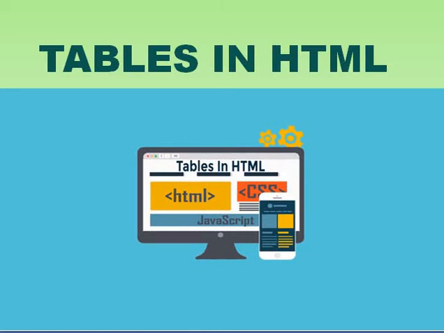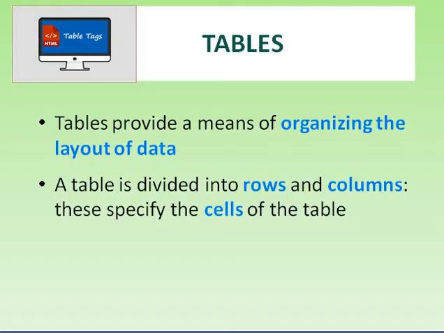Dear students, today we are going to discuss how to create tables in HTML. Table means we have to arrange data values in the form of rows and columns. These specify the cells of a table. So a table provides a means of organizing the layout of data. A table is divided into rows and columns, and these specify the cells of a table.